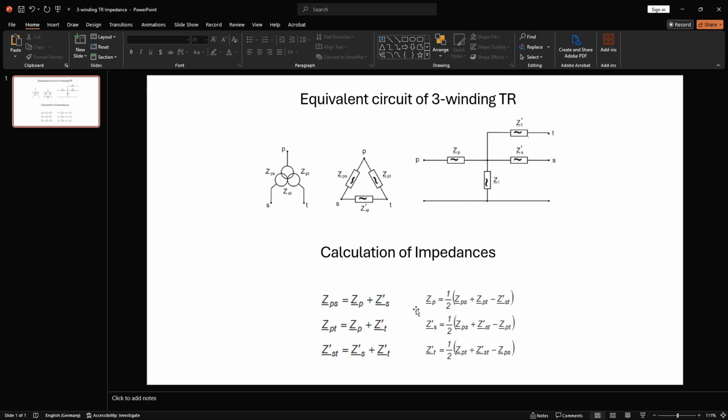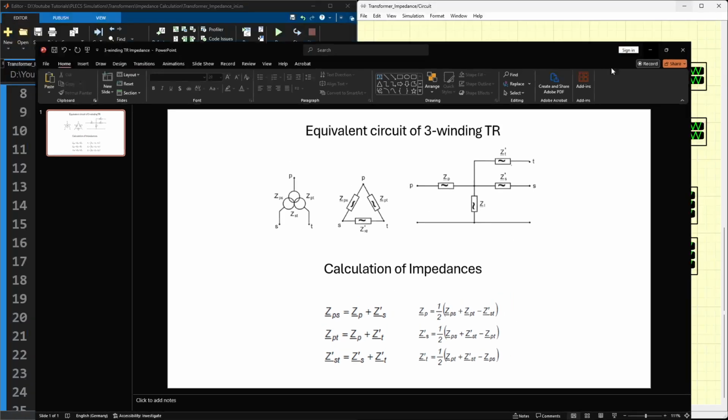So if we need to, for instance, calculate the primary side impedance, it's half of the ZPS plus ZPT minus Z'ST. Now Z'ST, there is a prime because it is then referred to a specific side. In this case, it is on the primary side. So the reference is important. So it is Z primary PS and ZPT, they are both referred to the primary side. We'll see how to do it with the three-winding transformer in PLECS as well.